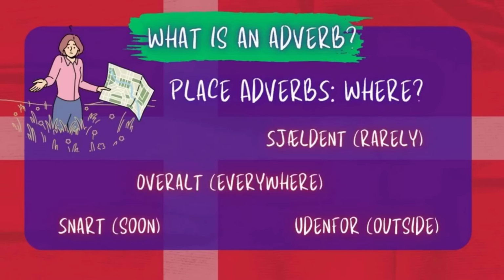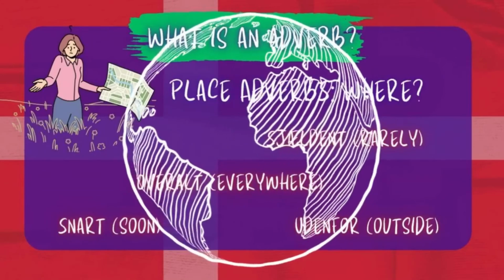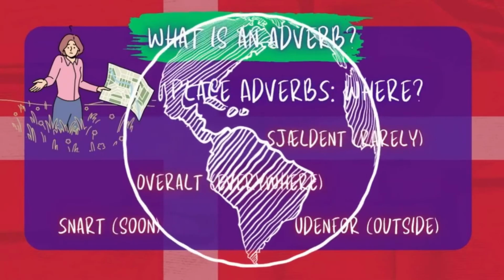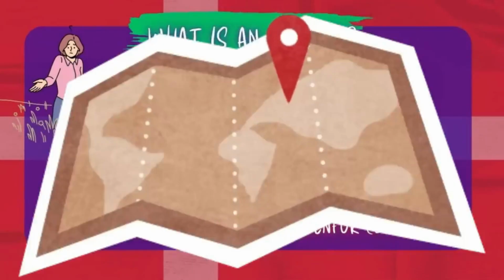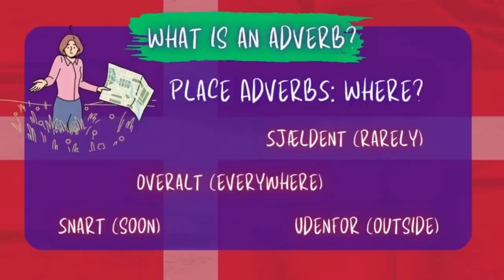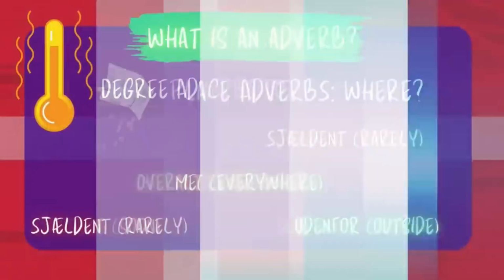Don't forget the place adverbs, the adventurers, the explorers of space. They tell us where it all happens. Think of them as the travel guides in your sentence. Which two of these adverbs are about place? Sjældent, overalt, snart, udenfor. You got it, overalt, udenfor.